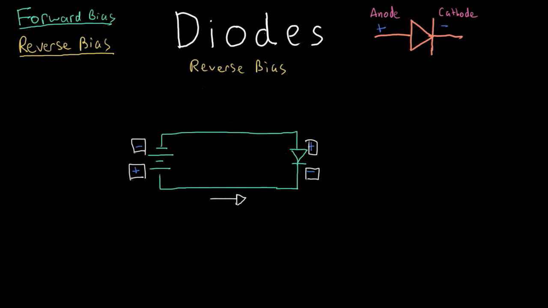Well, whenever we increase voltage, we're also increasing resistance. Increasing resistance. So in the reverse bias, it is limiting the current in the circuit. Whenever you increase voltage, you're increasing resistance.